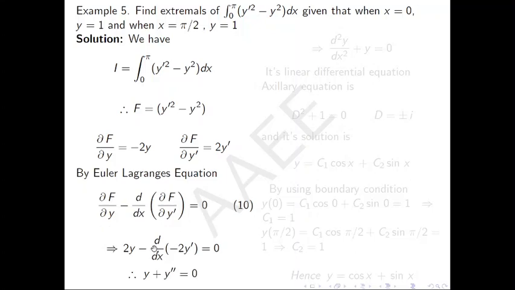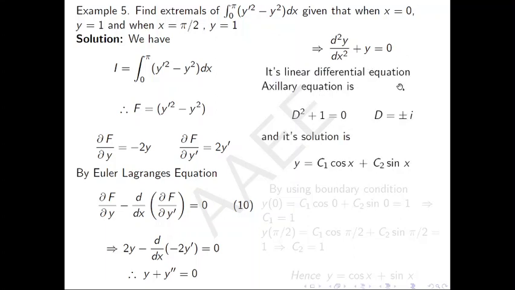By Euler's equation, put the values. Del f by del y is minus 2y, and del f by del y dash is 2y dash. This y dash is nothing but dy by dx, and this d by dx gives y double dash, and minus minus will become plus. Next, it is nothing but d2y by dx square plus y is equal to 0, and if you observe, it is a linear differential equation.